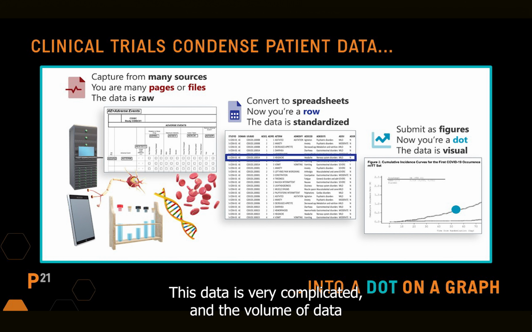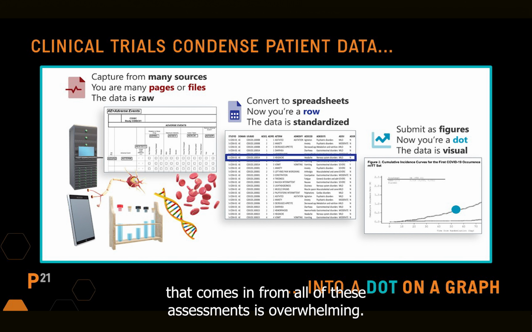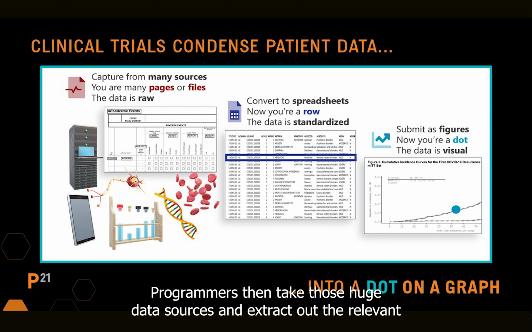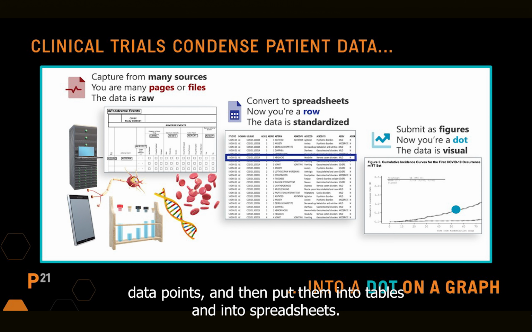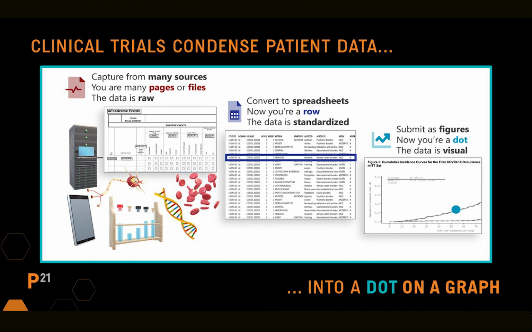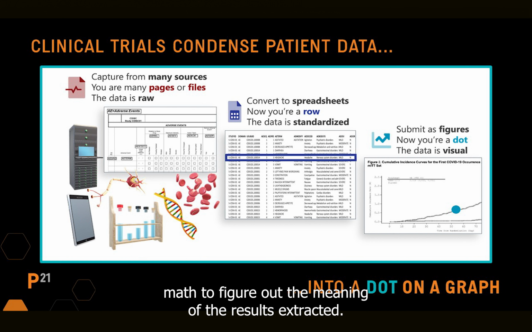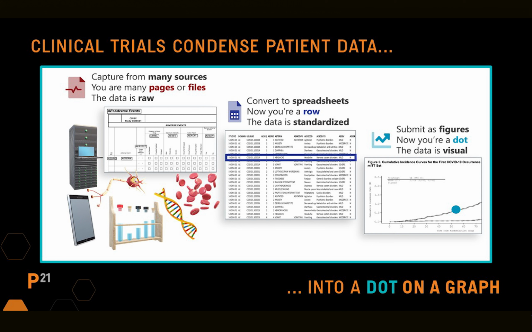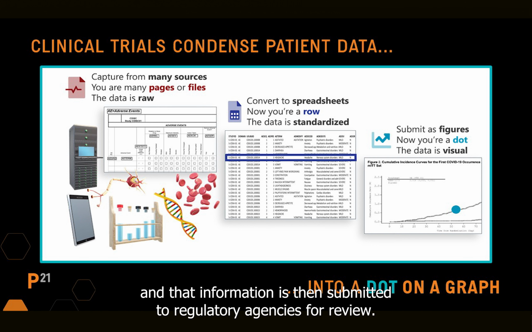This data is very complicated, and the volume of data that comes in from all of these assessments is overwhelming. Programmers then take those huge data sources and extract out the relevant data points and then put them into tables and into spreadsheets. Statisticians then do some very hard math to figure out the meaning of the results that's extracted. They report them in tables, listings, and figures, and that information is then submitted to regulatory agencies for review.